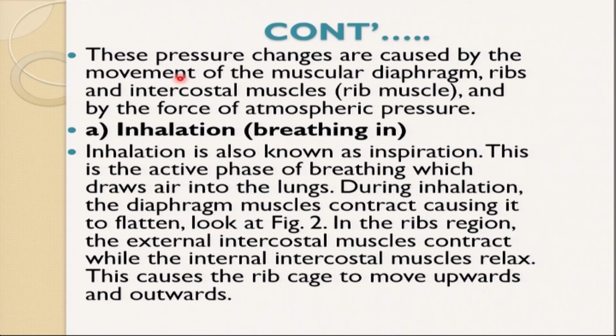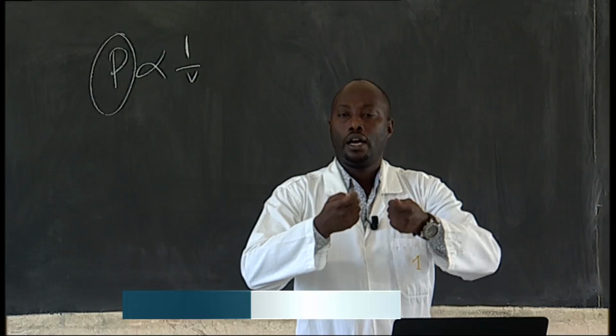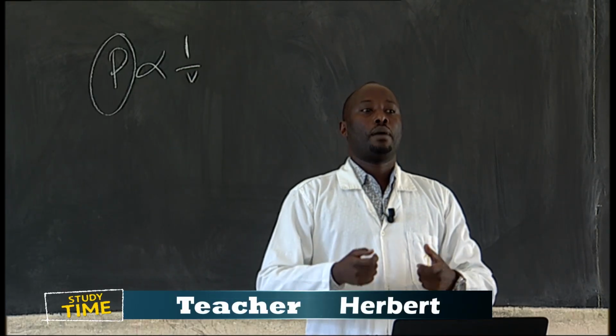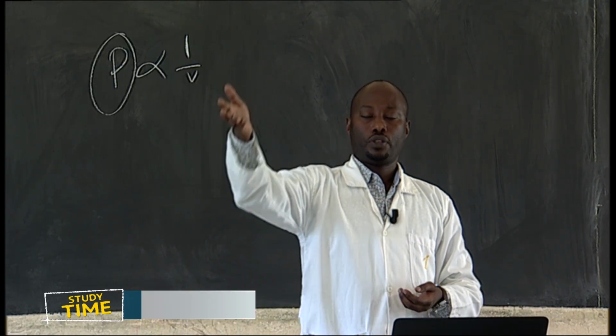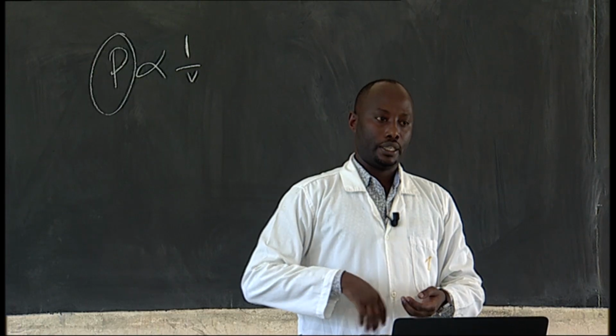Since the lungs contain no muscles, as I mentioned, the pressure changes are caused by the movement of the muscles of the diaphragm, the ribs, and the internal intercostal muscles. By internal intercostal muscles, I mean the rib muscles. And also by the force of atmospheric pressure. We are considering two things: atmospheric pressure and internal pressure within the lungs.